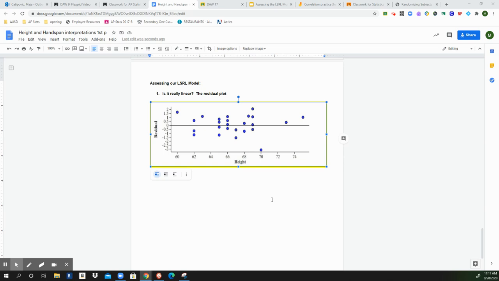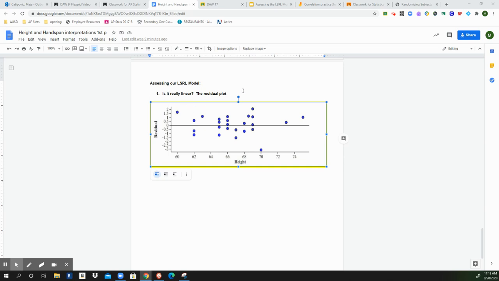So tool number one to assess our least square regression model. I'm doing the height and hand span stuff, folks. This is for first period. So my first tool is to check the linearity. When I said I see a positive, linear, moderately strong relationship between height and hand span, I'm going to investigate whether linear was the right thing to say.